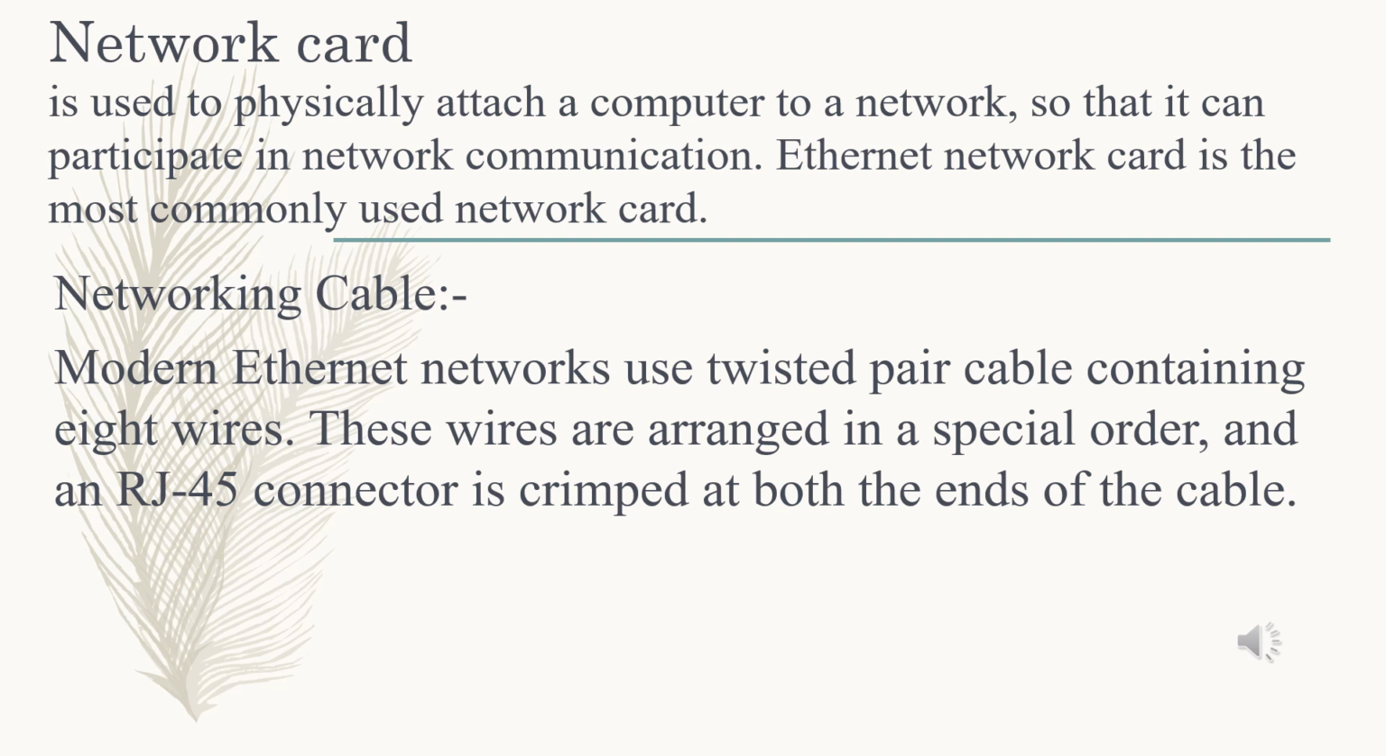Next is networking cable. Modern Ethernet networks use twisted pair cable containing 8 wires. These wires are arranged in a special order and an RJ45 connector is crimped at both the ends of the cable. Crimped means to press into small regular folds or to bend or mold into a shape.